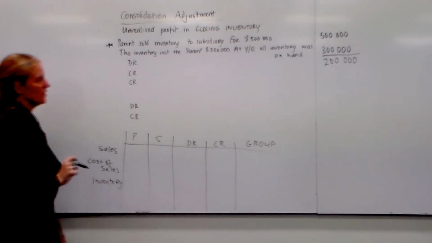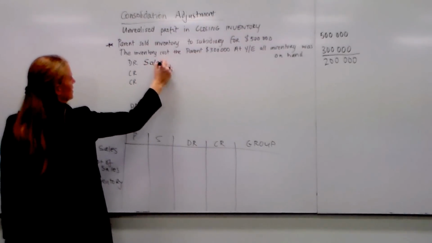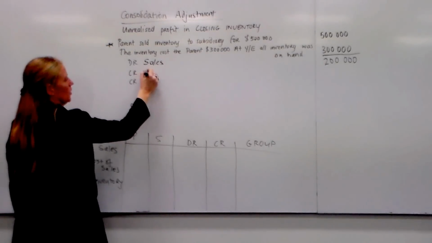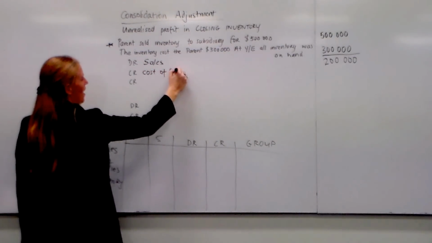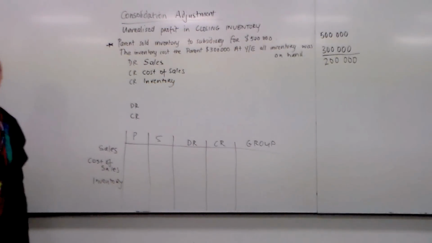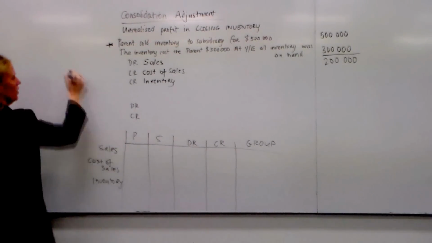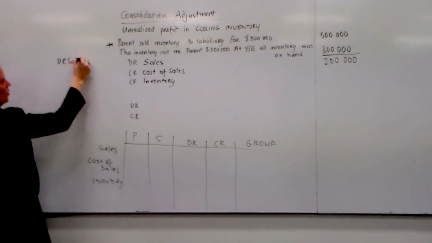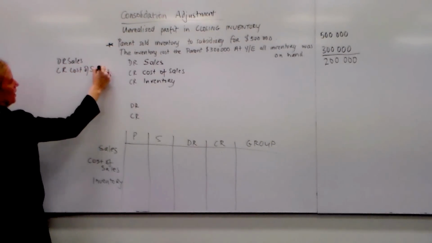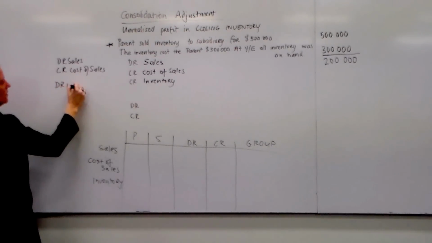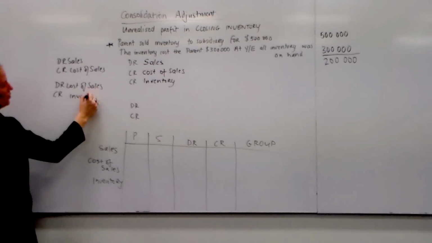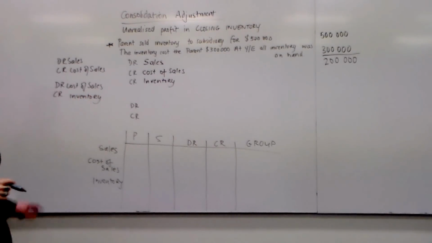What we generally find when we have this type of consolidation adjustment to do, is that we simply will debit sales, we will credit cost of sales, and we will credit inventory. Okay, obviously you can do that as two journal entries. You can debit sales, credit cost of sales, and you can then debit cost of sales and credit inventory. So I'll show you both of those journal entries. Okay, obviously there's a choice.